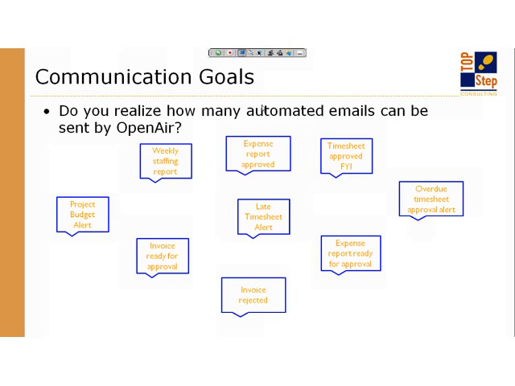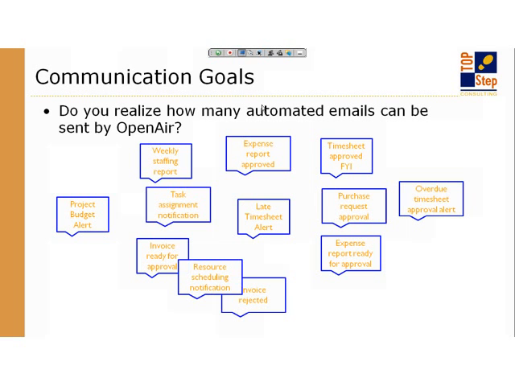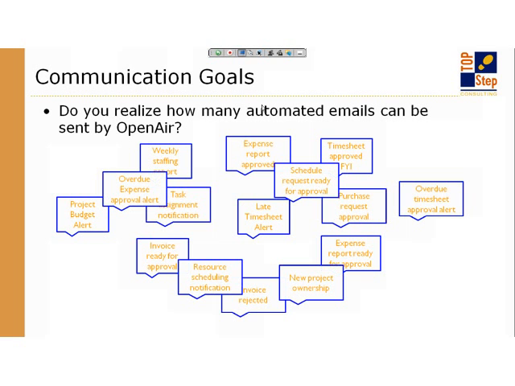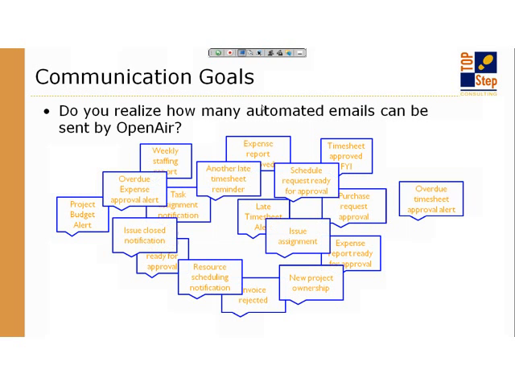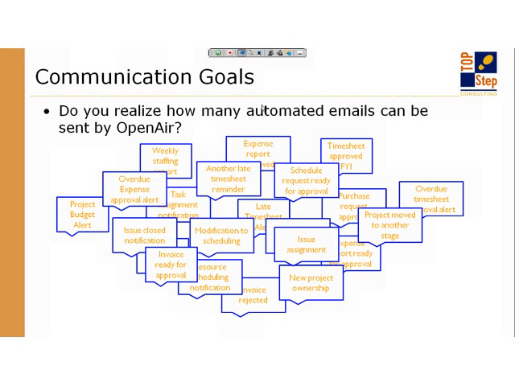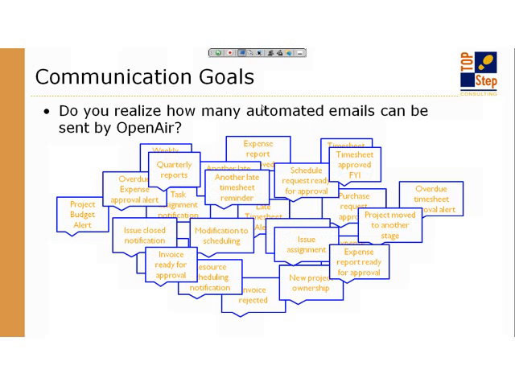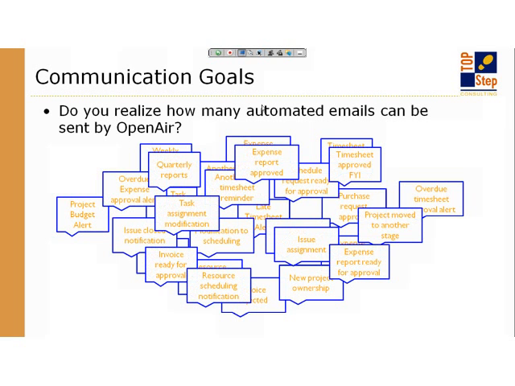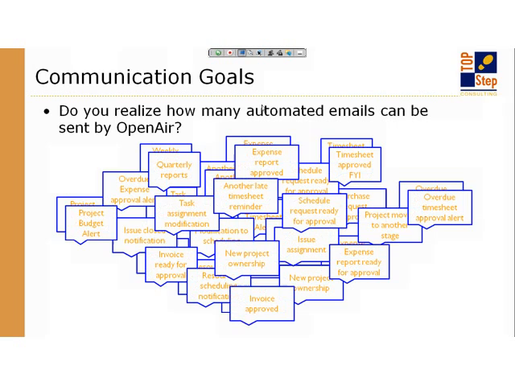Invoice rejection, expense report approval, purchase request approval, task assignment notification, resource scheduling notification, schedule request ready for approval, overdue expense approval alerts, new project ownership, issue assignment, and probably more than one late timesheet reminder, issue close notification, modification to schedule, project moved to another stage, another issue assignment, invoice ready for approval, another late timesheet reminder, expense report ready for approval, timesheet approved, quarterly reports, task assignment, and not to mention probably yet another late timesheet approver.